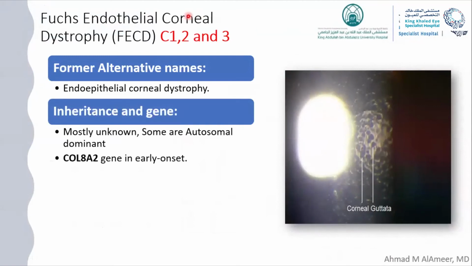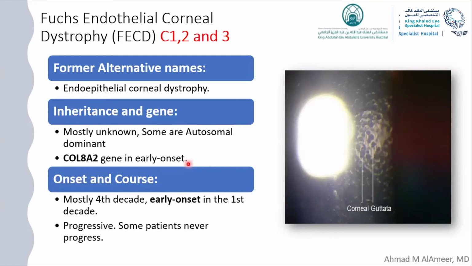Some of the Fuchs are category 1, some are category 2, and some are category 3. So there are different genes and different presentations. Some patients are autosomal dominant, and in early onset Fuchs, the collagen type 8 alpha-2 gene is involved. Most of the patients present in the 4th decade, but if the patient has early onset Fuchs, it starts in the 1st decade. It's a progressive disease. However, some patients never progress.